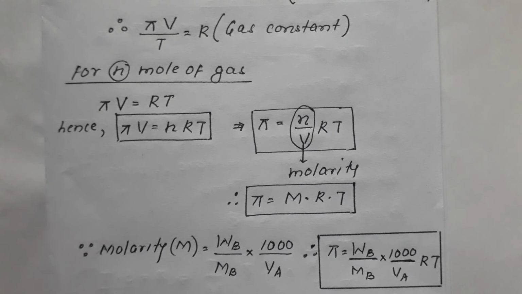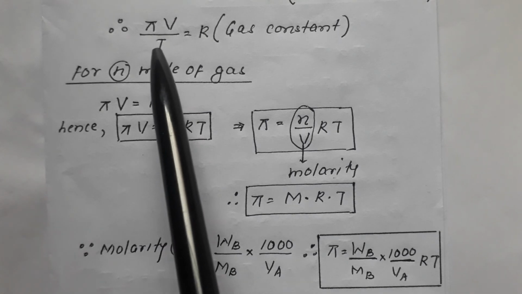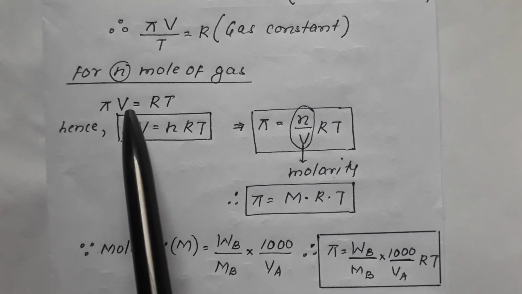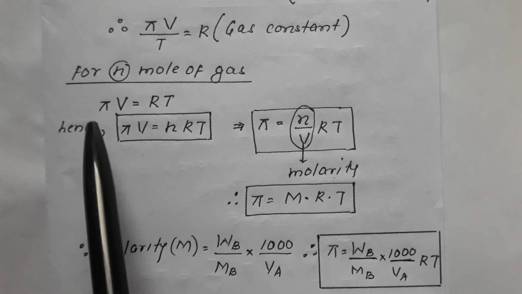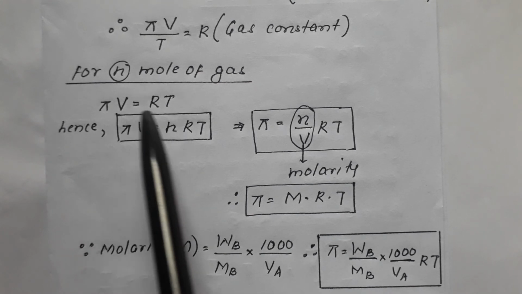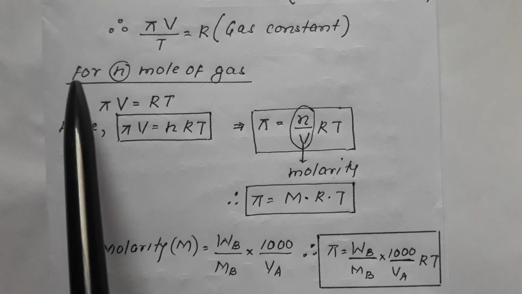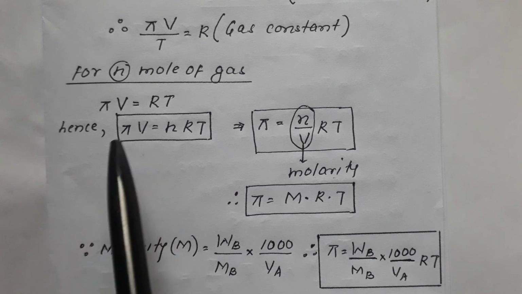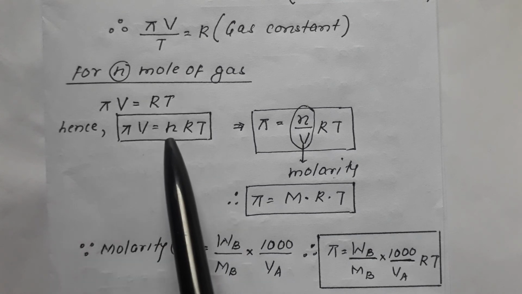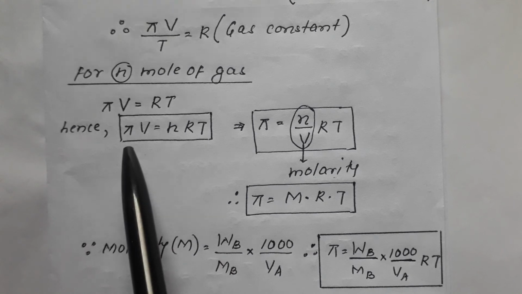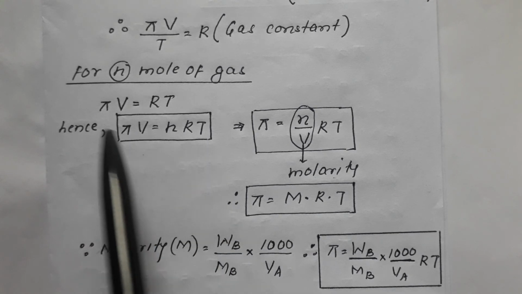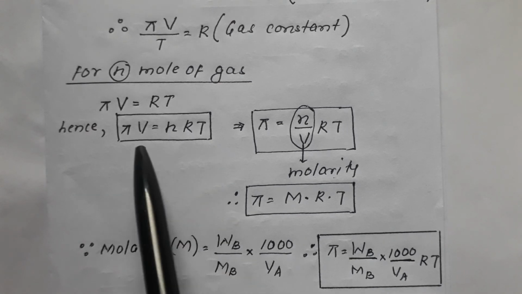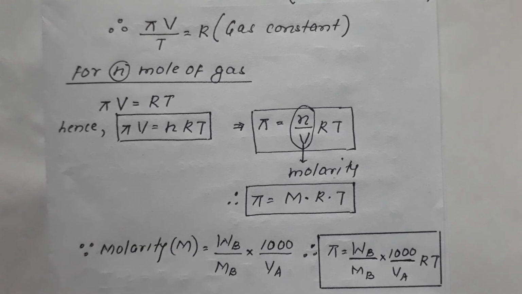If this T is brought over here, that is if we change the side, it becomes pi into V is equal to R into T. This is for 1 mole. For n moles of gas, we will multiply it by n, and the equation becomes pi into V is equal to nRT. Pi into V is equal to RT for 1 mole, and pi into V is equal to nRT for n number of moles.